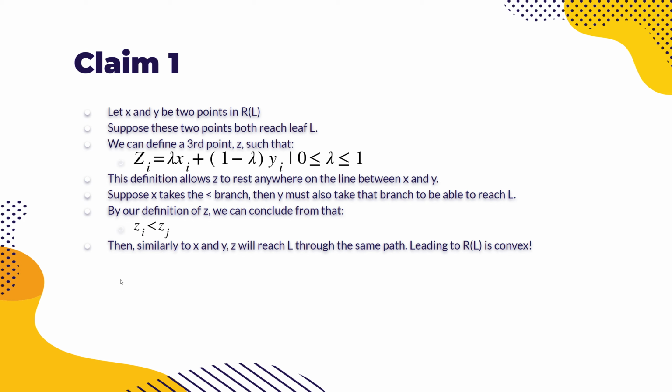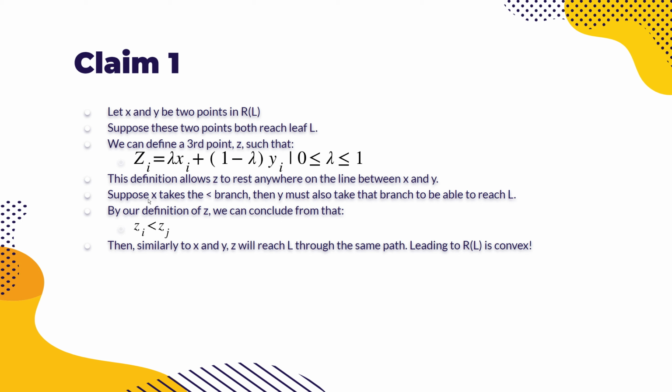Alright, so our first claim is that R of L is connected, and R of L is defined as the set of inputs that reach a leaf L of the decision tree. So, we can define x and y to be 2 points in this space R of L. Suppose these 2 points both reach the same leaf L, then we can define a third point, z, such that this equation is true. And that means that z will be able to rest anywhere on the line between x and y.